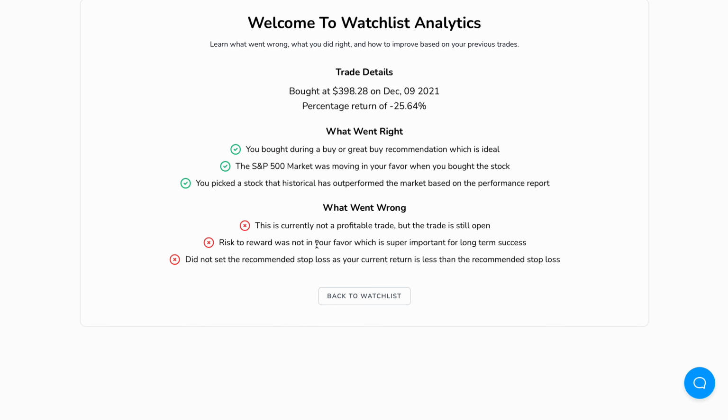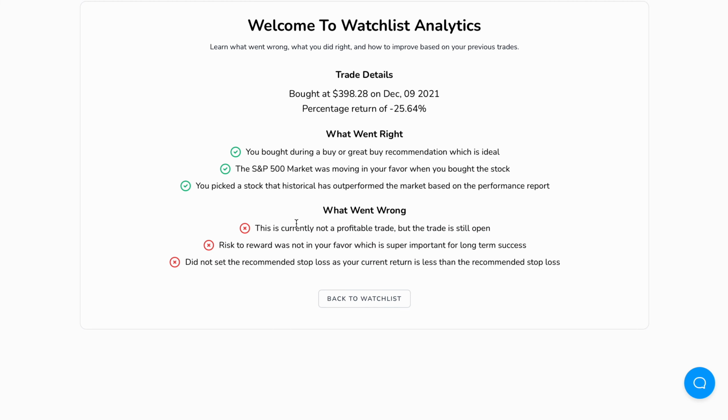Now, what did I do wrong? What should I not have done, and what should I not do again? Well, it says this is currently not a profitable trade, but still open, meaning that I have not set my stop loss, right? You can see here, it says did not set the recommended stop loss because your current return is less than the recommended stop loss, meaning that I am not good at setting stop losses. I let this trade run further than I should have. And so that is an example of someone being like, oh, wow, maybe I need more discipline, or maybe I need to be more on myself about setting a stop loss.